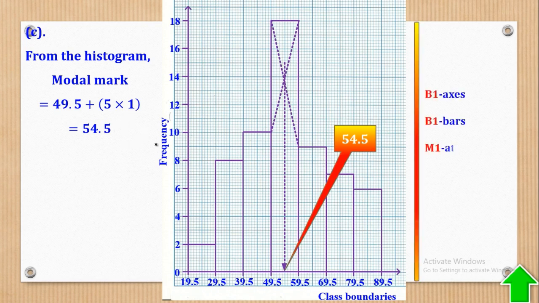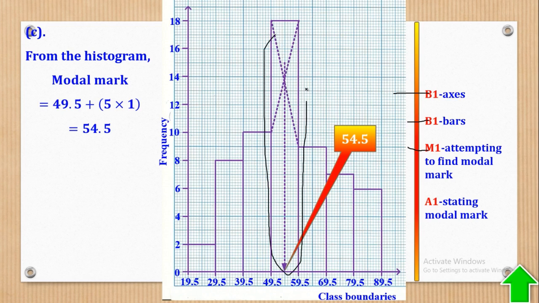Now let's see how marks can be awarded. B1 for a correct axis with correct scale, B1 for the bars, all these bars, M1 for attempting to find the modal mark, so when I see these lines, that is M1, and A1 for stating the modal mark.